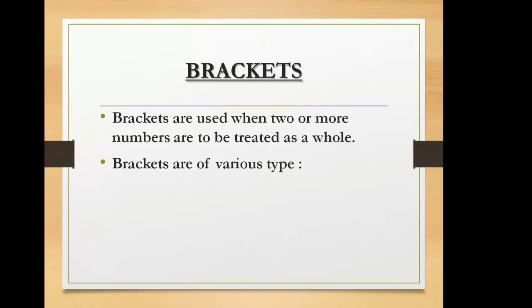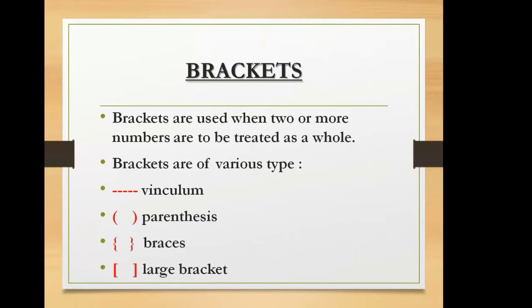Brackets are of various types. Let us discuss the types of brackets. How many types of brackets are there? There are four types of brackets. Number one, vinculum. Number two, parenthesis. Number three, braces. And number four, large bracket. So these are the four types of brackets.